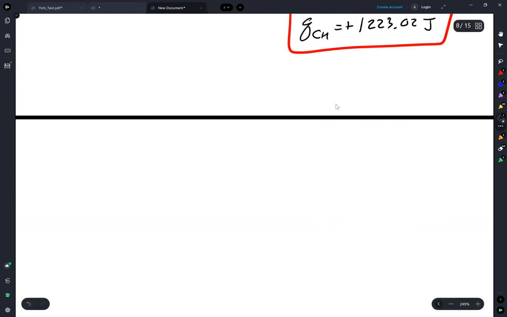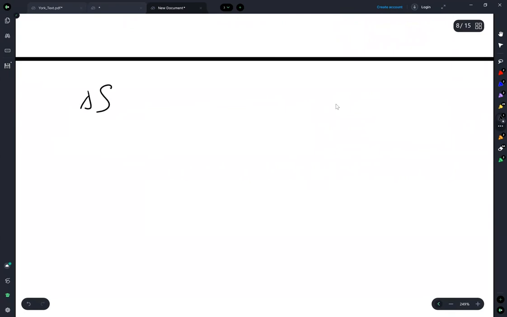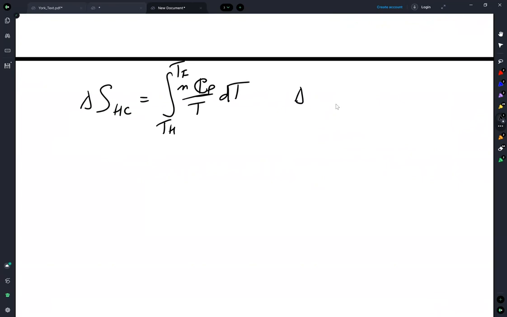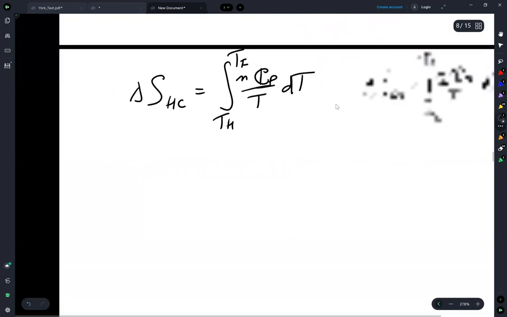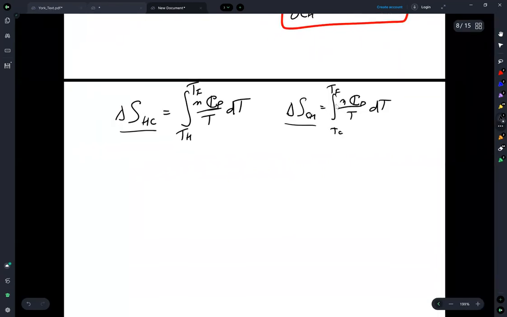I mean that delta S flowing hot to cold is the integral from T hot to T final of Cp N over T dT, and delta S cold to hot is equal to the integral from TC to TF of Cp N over T dT. The fact that the heat capacity is temperature dependent means that a different amount of entropy is generated in each of these.